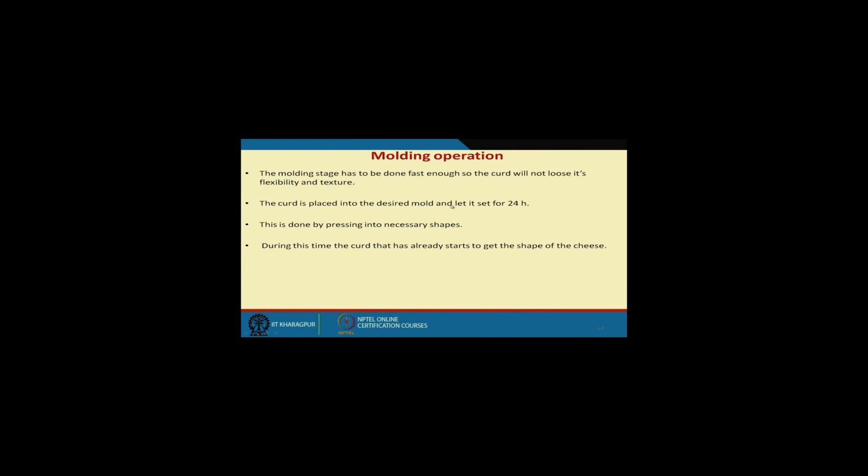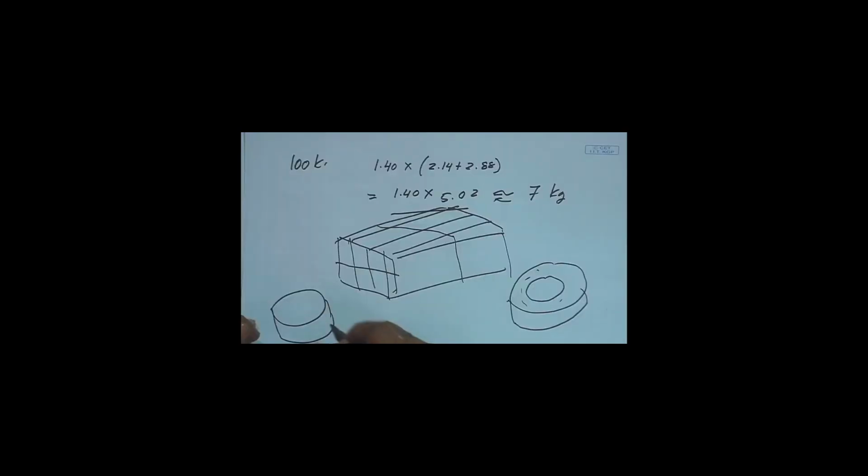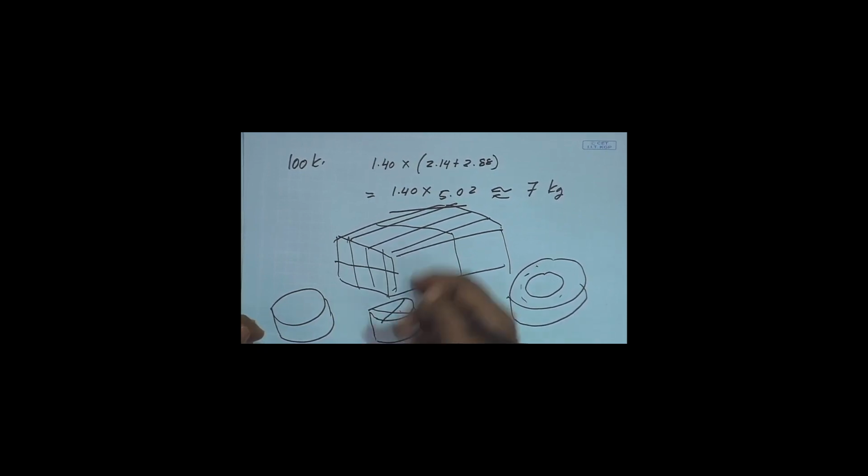I don't have to tell you what a mold is. Suppose you have a mold like this; if you put the cheese here, you will get a circular cheese. If you have a simple container like this, you will get cheese of this size. Then you can cut it like this and sell it in the market.